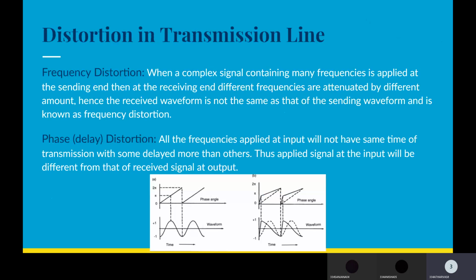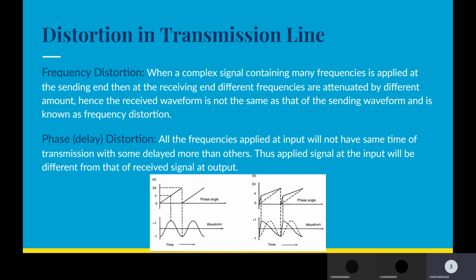The distortion during transmission of signals is mainly classified as frequency distortion and phase distortion. Frequency distortion: when a complex signal containing many frequencies is applied at the sending end, then at the receiving end, different frequencies are attenuated by different amounts. Hence, the received waveform is not the same as that of the sending waveform, and this is known as frequency distortion.